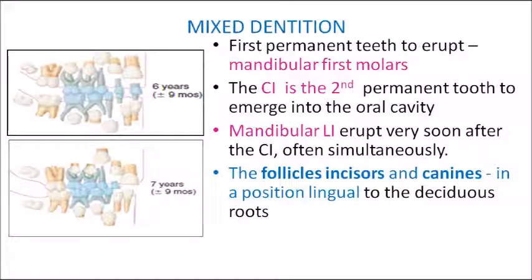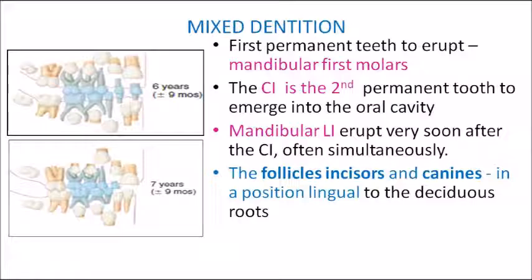So look at these pictures. The first one is showing the status of dentition at 6 years of age. So 6 years of age marks the beginning of the mixed dentition. You can see that the blue colored teeth are the primary teeth and the rest of the white colored ones are the permanent dentition.